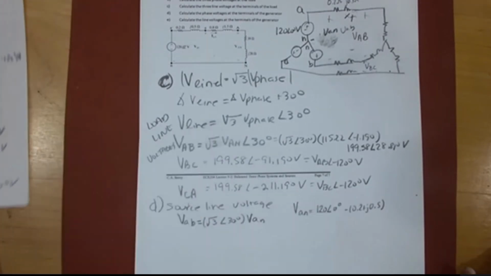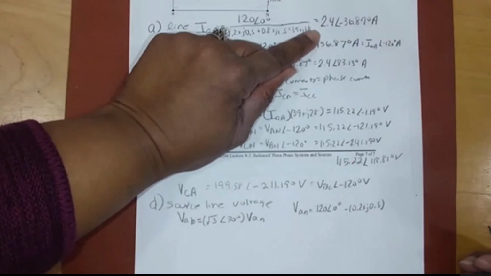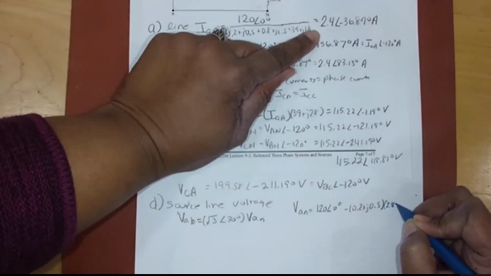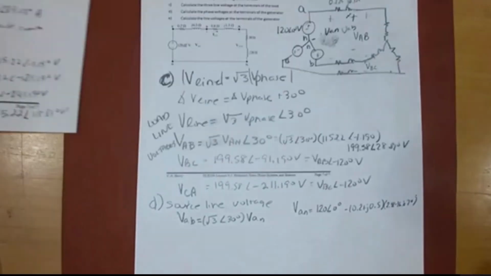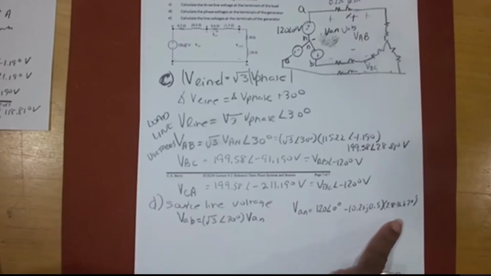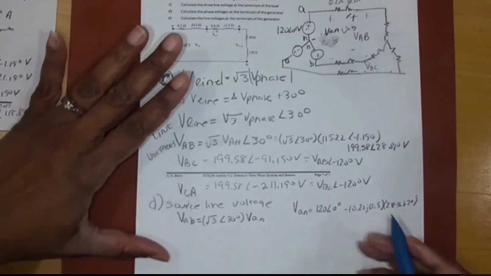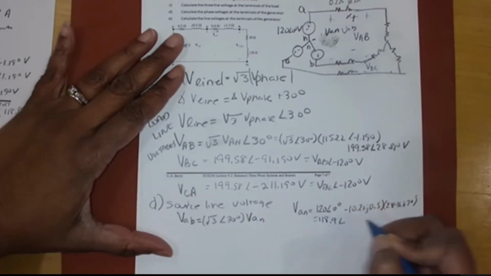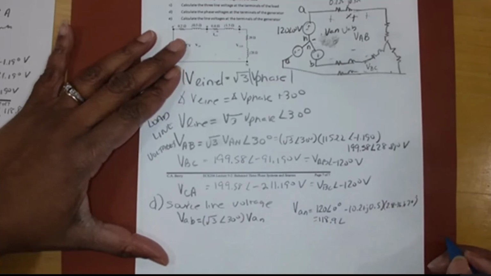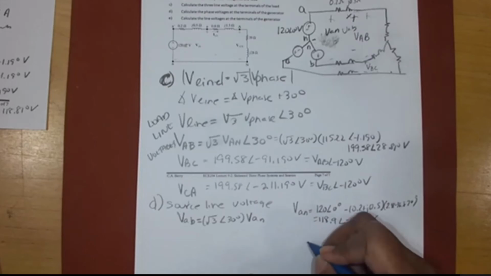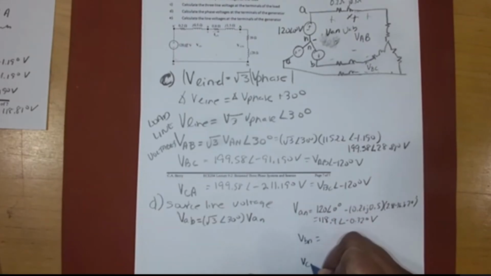The current we found last week is 2.4 with an angle of negative 36.87 degrees. So I'm going to take the voltage source minus the impedance times 2.4 with an angle of negative 36.87 degrees. So VAN is 118.9 with an angle of negative 0.32 degrees. Okay, so then once again, I delay it by 120 degrees to get VBN and VCN.